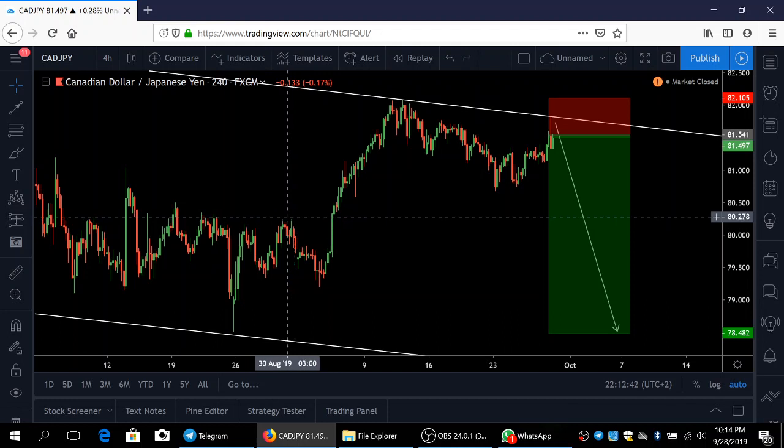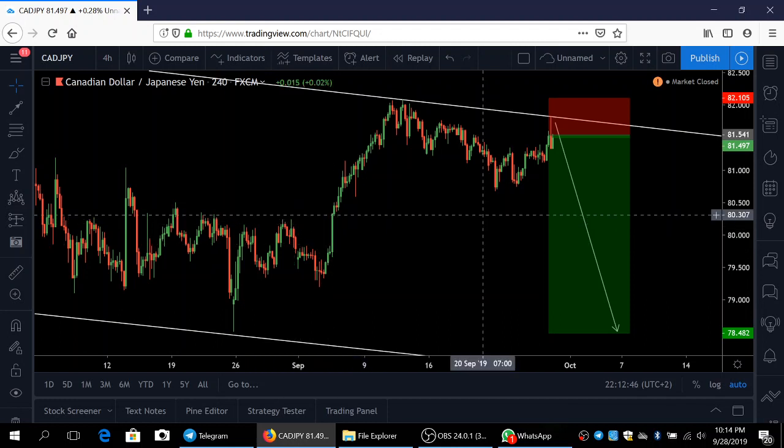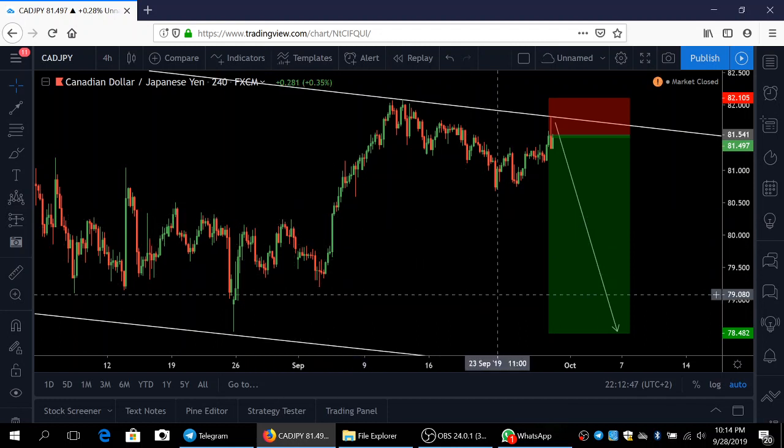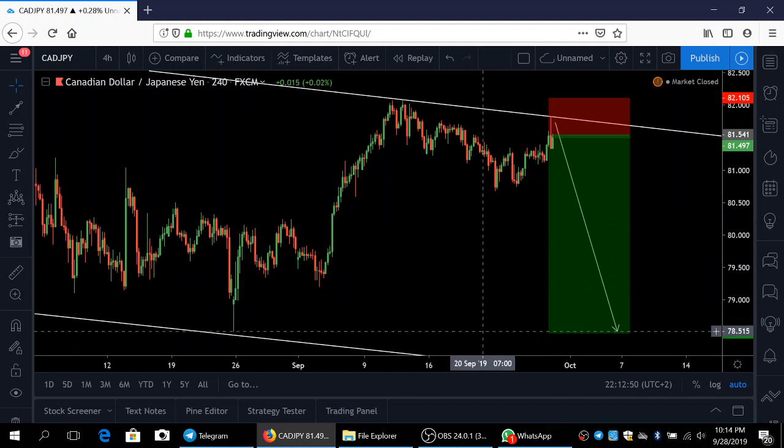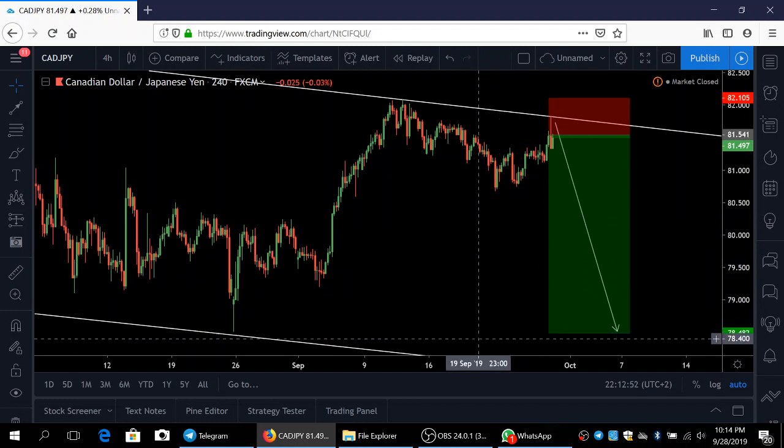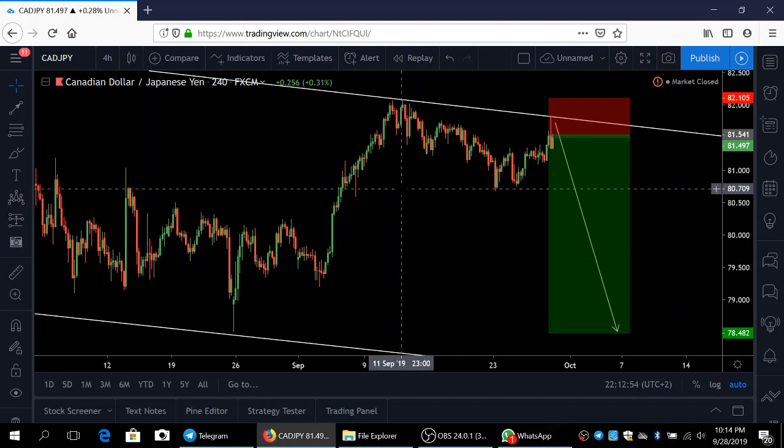If we manage to breach this zone, we will then look for another entry which will take us down to this zone here, where we will take full profits. So for KJPY, we will be looking to short KJPY with our descending channel.